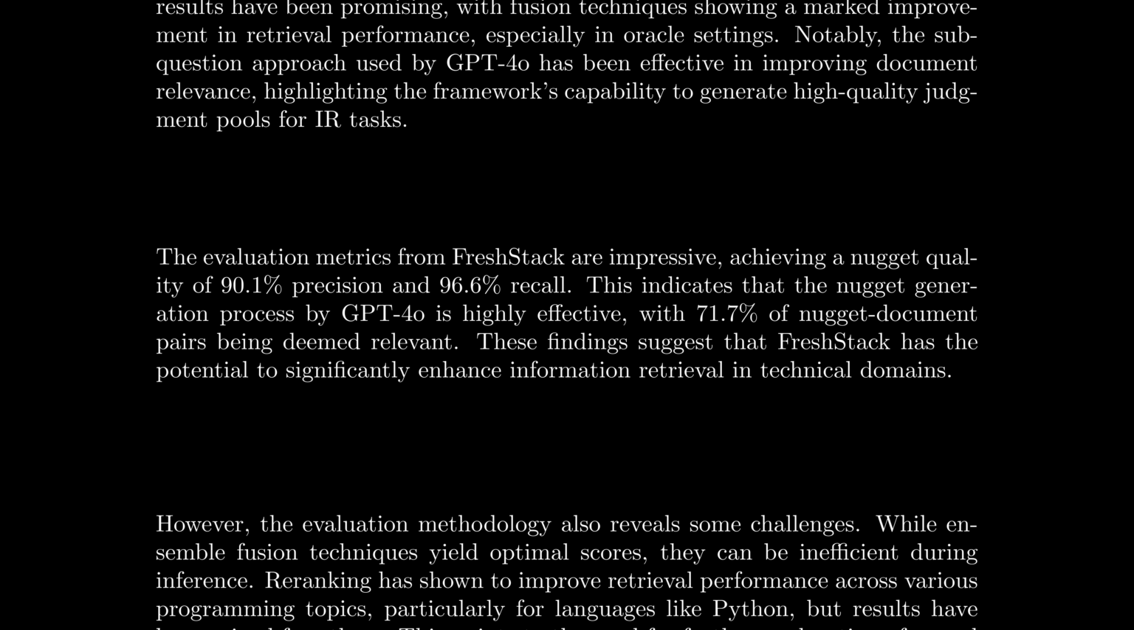This indicates that the nugget generation process by GPT-4o is highly effective, with 71.7% of nugget document pairs being deemed relevant. These findings suggest that FreshStack has the potential to significantly enhance information retrieval in technical domains.